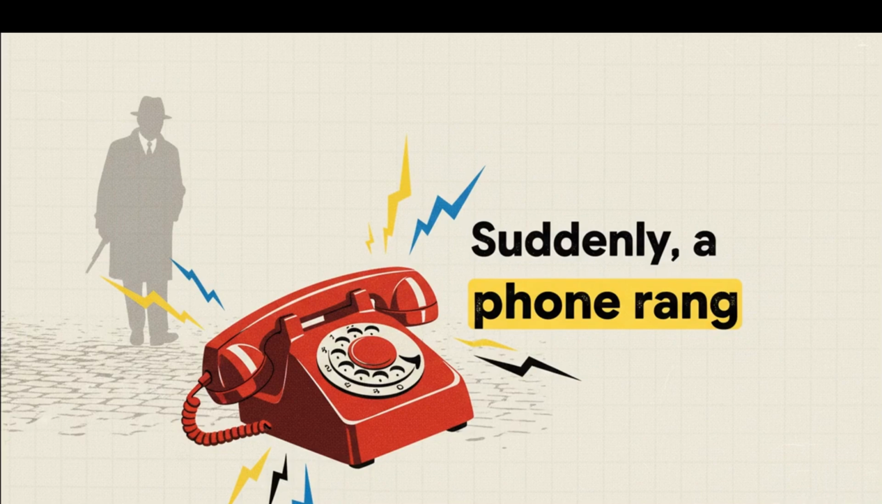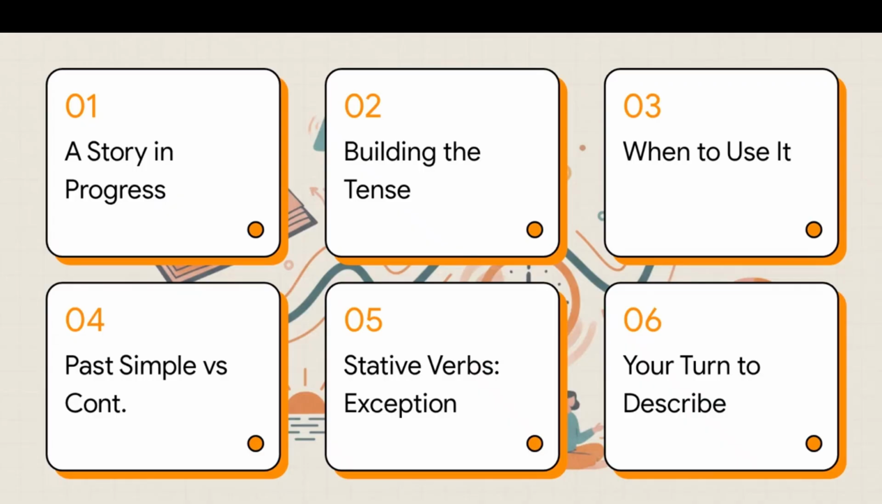That interruption, that play between the long atmospheric background and a sudden event, that is the secret sauce for creating tension in a story. It's the magic we're exploring today. So here's our game plan. We'll start with why this tense is so great for telling stories. Then we'll look at how to actually build it, when you should use it, and how it stacks up against the past simple. We'll even cover a really important exception before you get a chance to try it out yourself.